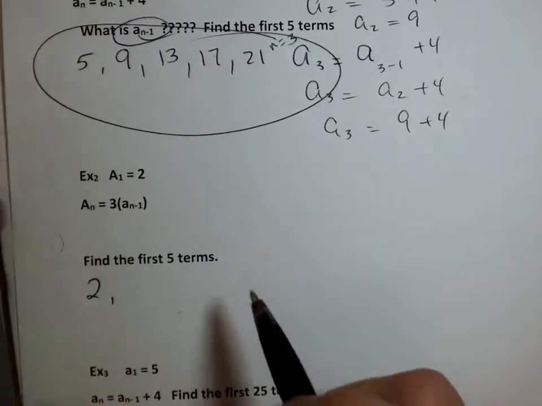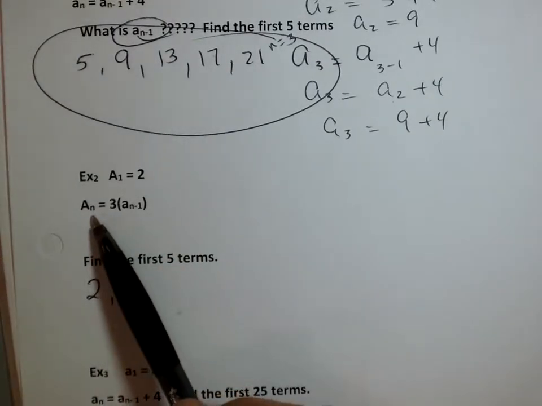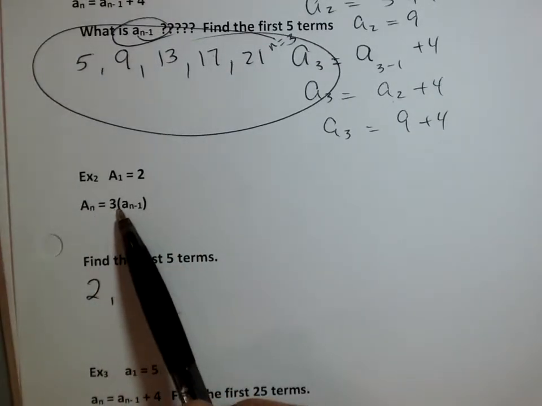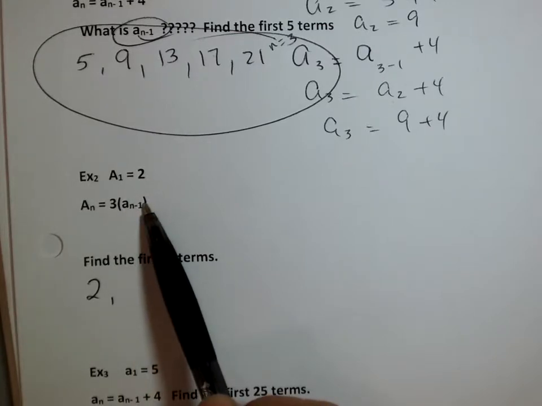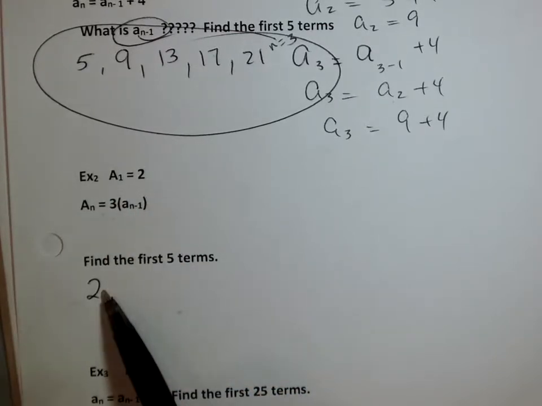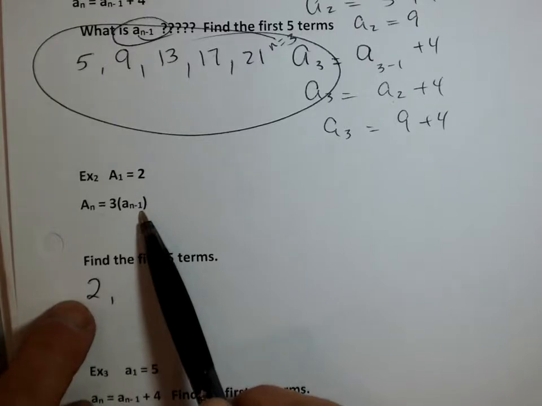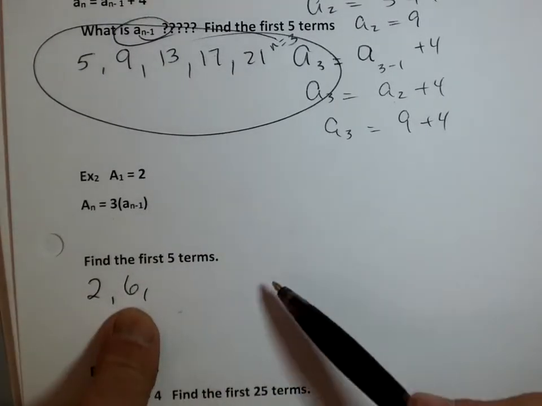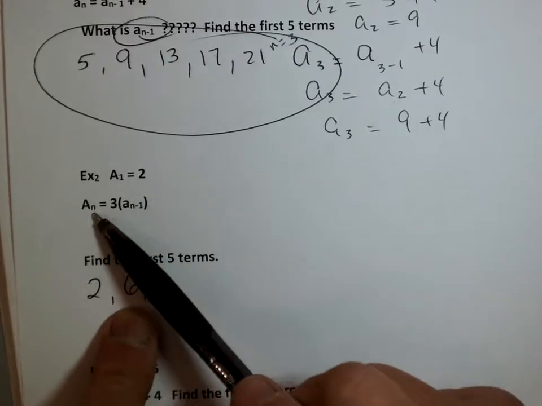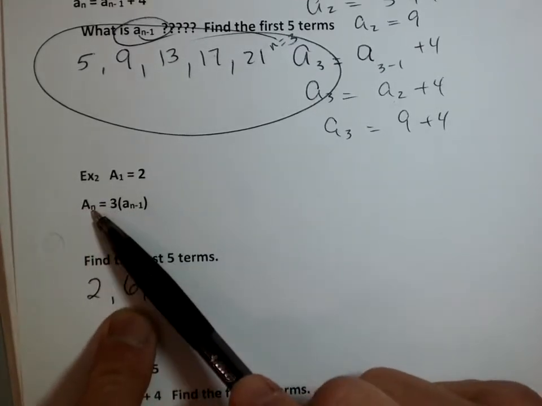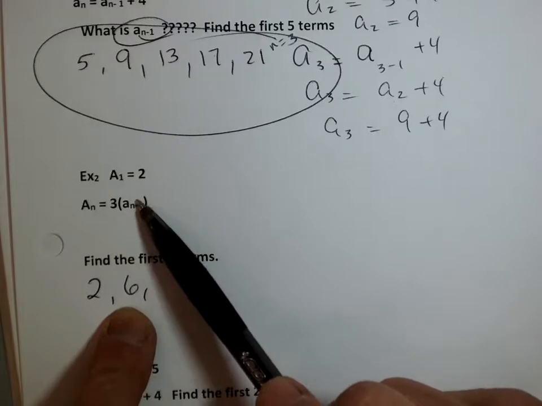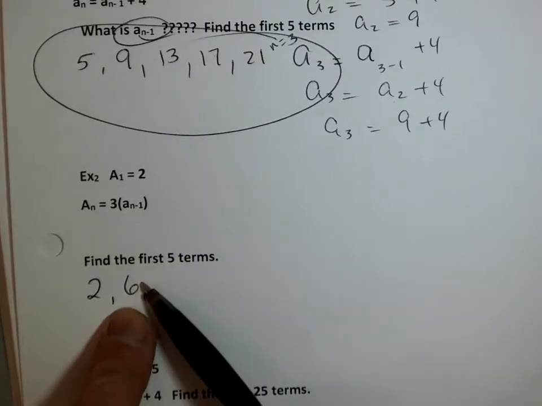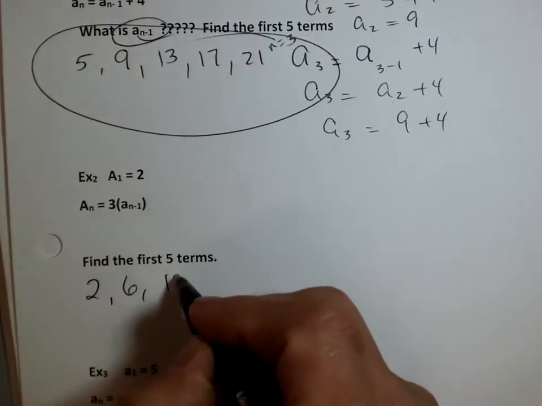So if I want to make the second term, I'll take 3 times the first term. The first term is 2, so 3 times 2 is 6. Okay, keep with me. If I want to make the third term, I'll take 3 times the second term, which is 6. 3 times 6 is 18.